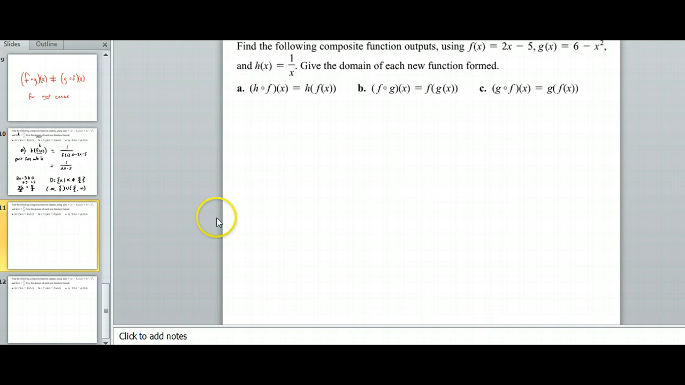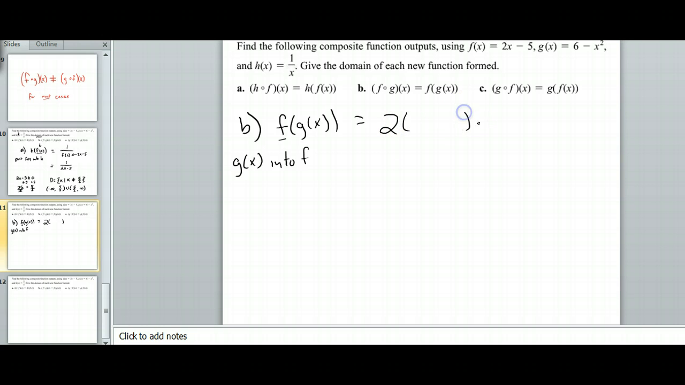Alright, now part B wants me to find f of g of x. So we're putting g into the f function. Alright, what does f do to an input? F doubles the input and subtracts 5. So f doubles whatever the input is and then subtracts 5.